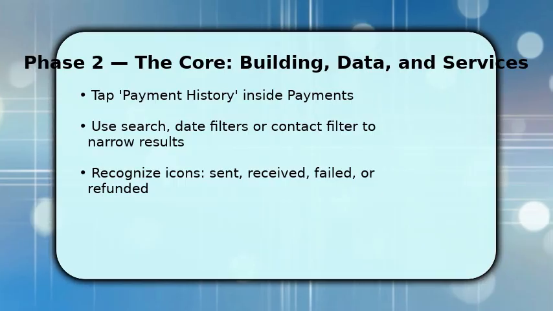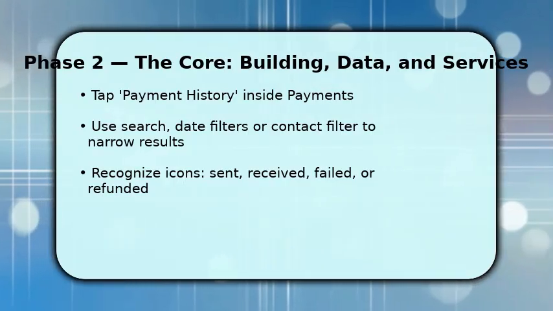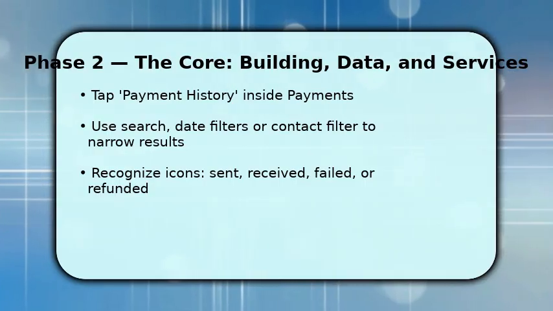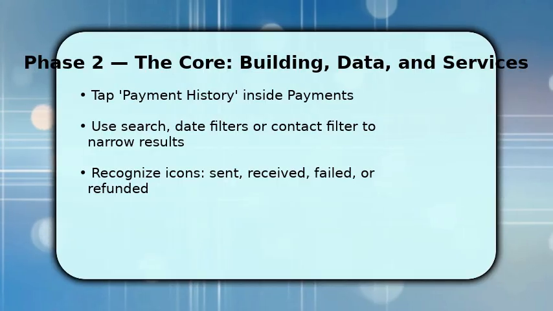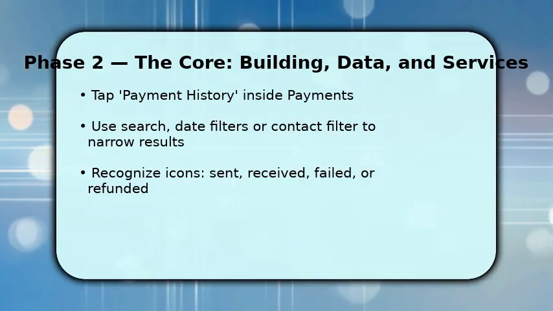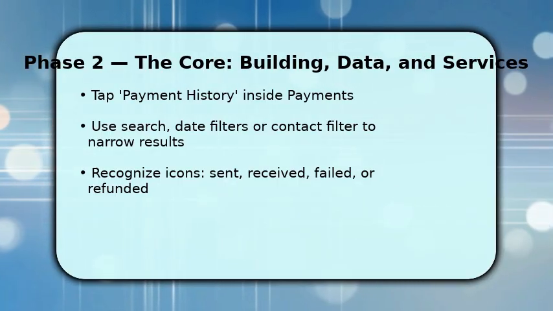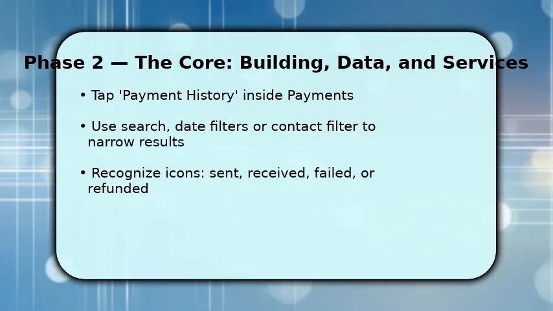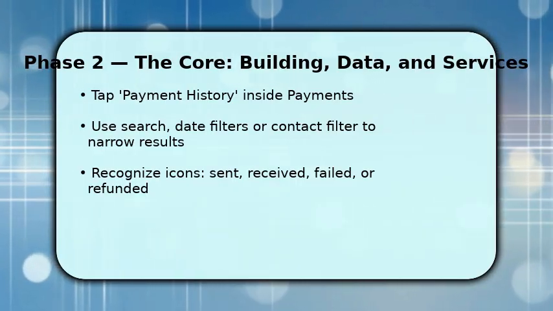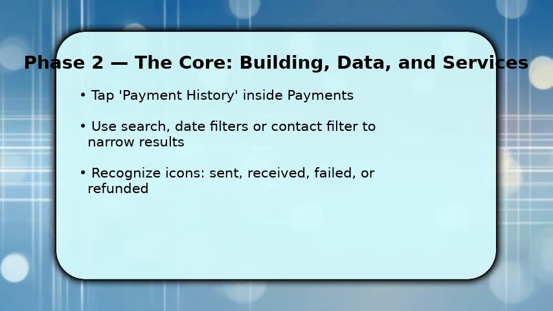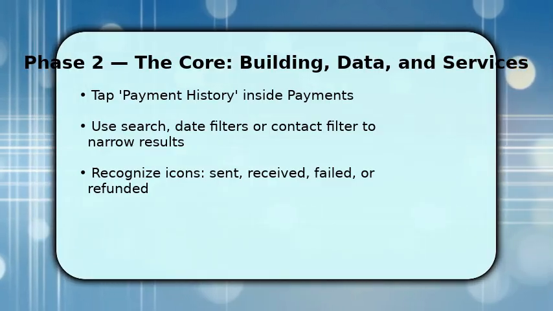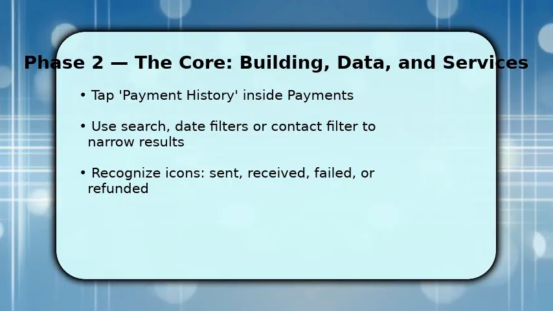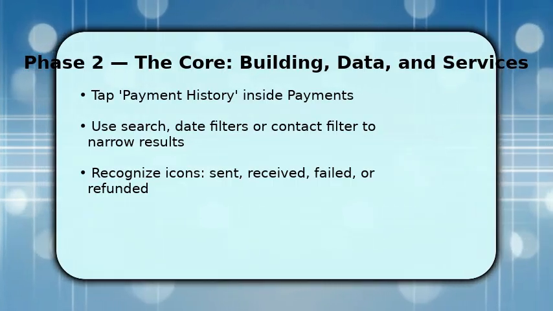Once inside Payments, tap Payment History to load the list of transactions. WhatsApp shows recent entries first. Then, use the search box or date filters to narrow results. Type a contact name or choose a range to find a specific transfer. Make sure you recognize the status icons. Sent equals money out, received is incoming, failed indicates no completion. If many entries appear, filter by contact to isolate one conversation. Doing this saves time and helps you audit specific payments quickly and clearly.